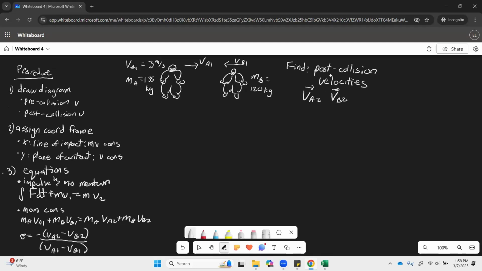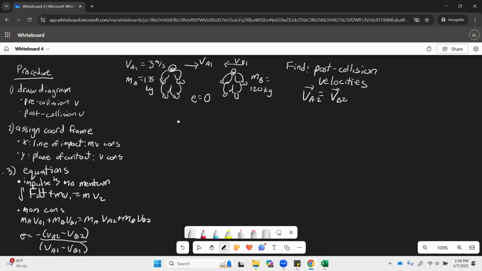Now, one more thing that we need to be given that we weren't is the coefficient of restitution. And we'll say this is a plastic collision and E equals 0. So this means that the two players are going to stick together like people normally do in a tackle. So the post-collision speeds are going to be the same. VA2 and VB2 are going to be the same.